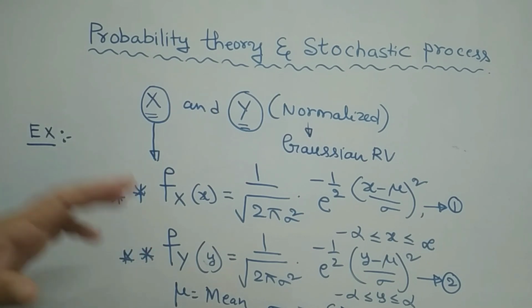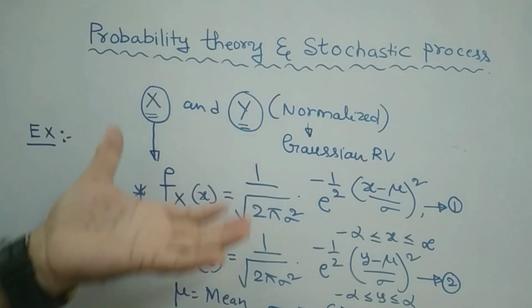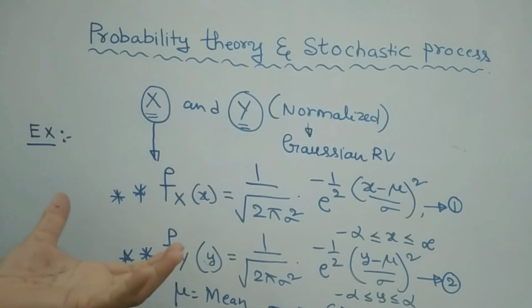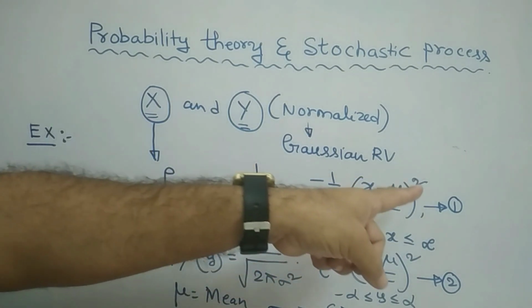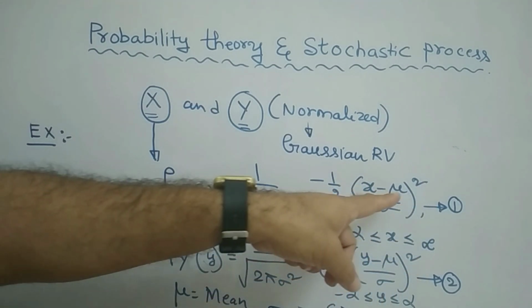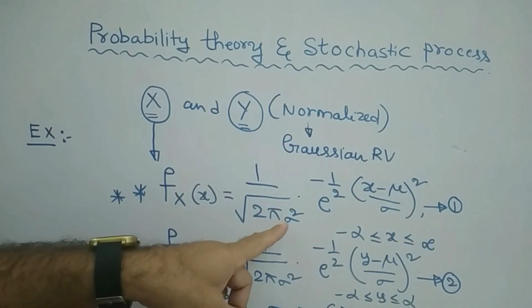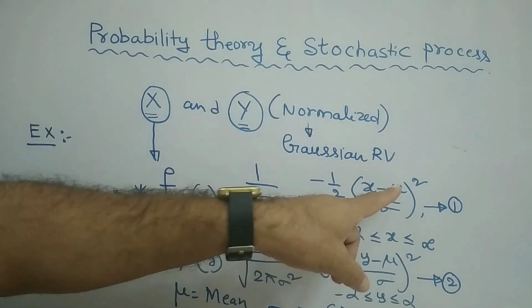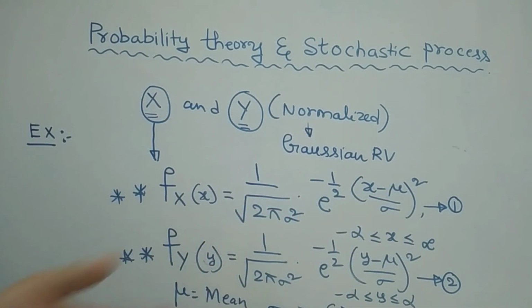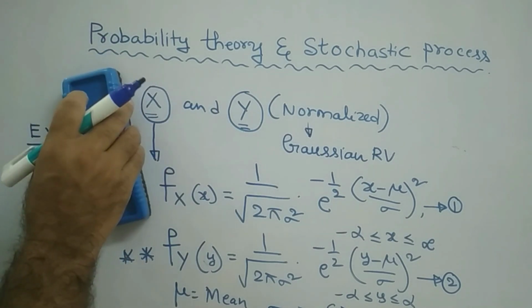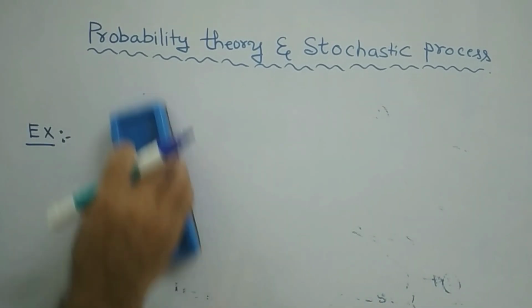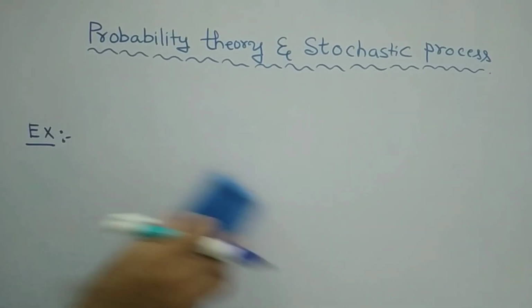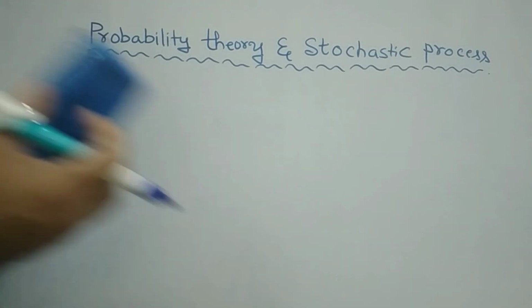Now as we are calling these two random variables normalized random variables, in these expressions 1 and 2, you substitute mu value 0 and sigma value 1. Wherever sigma is there, put 1, and wherever mu is there, substitute 0. Then obviously these two expressions will be converted like this. Listen carefully, you will understand this very easily. A very simple question actually.